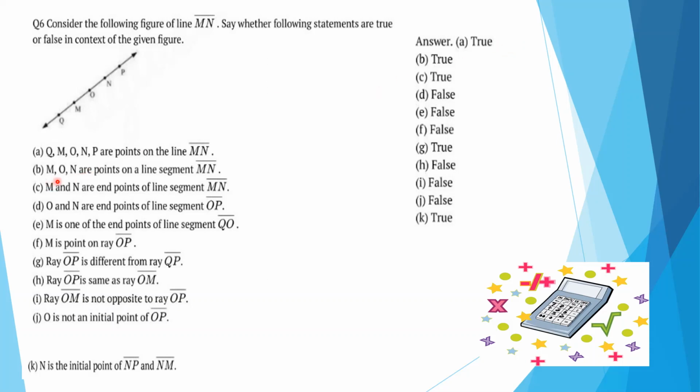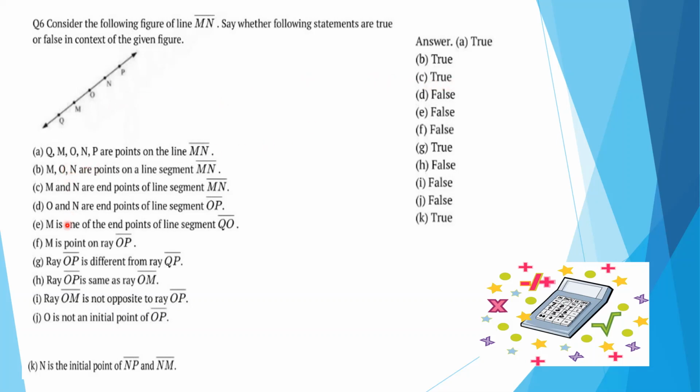Second, B part, M, O, N are points on the line segment MN. Now MN is the line segment and M, O, N are points on it. Yes, so this statement is again true. C part, M and N are the end points of the line segment MN. Children, if you take the line segment MN, then yes, M and N are the end points. So this statement is again true.